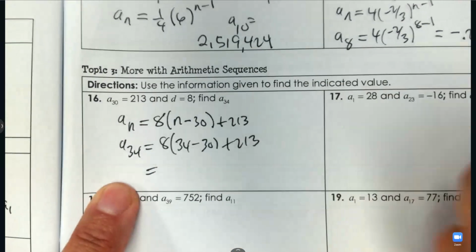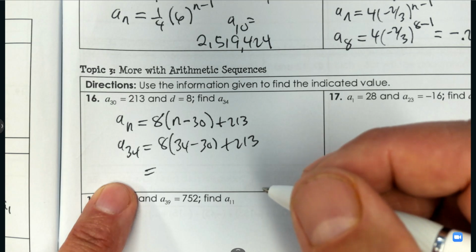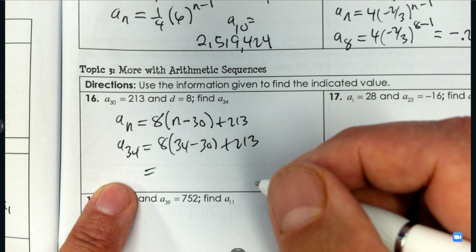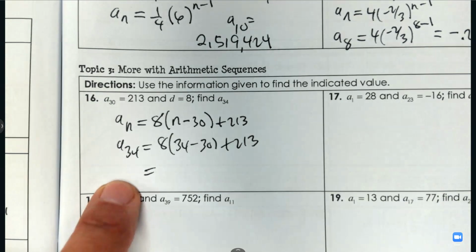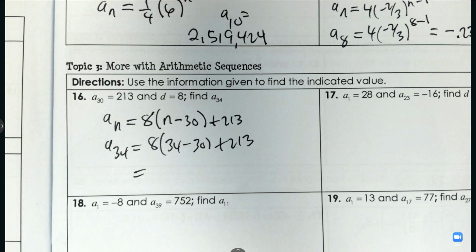And if you did that, try it, and if you did it correctly, see, I got 8 times 4 plus 213, 245.